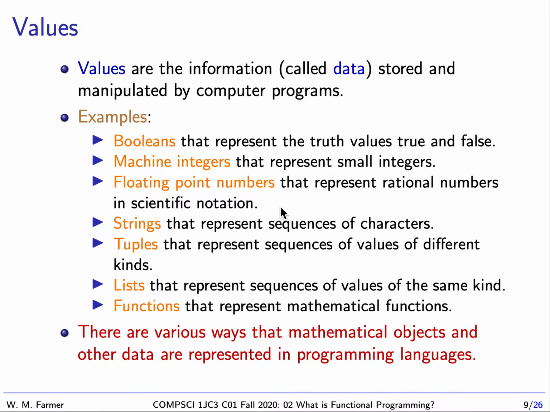There are strings, which are sequences of characters that you can use to represent words and sentences. There are tuples that represent sequences of values that are possibly different kinds. Lists, which are sequences of values of the same kind. And finally, there are functions that represent mathematical functions. And there are various ways that mathematical objects and data in general can be represented in programming languages, and this is one of the topics we will be discussing at the beginning of this term.